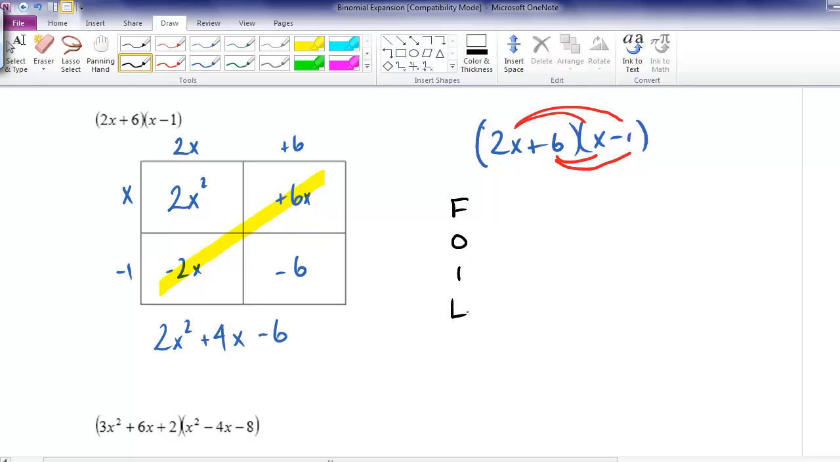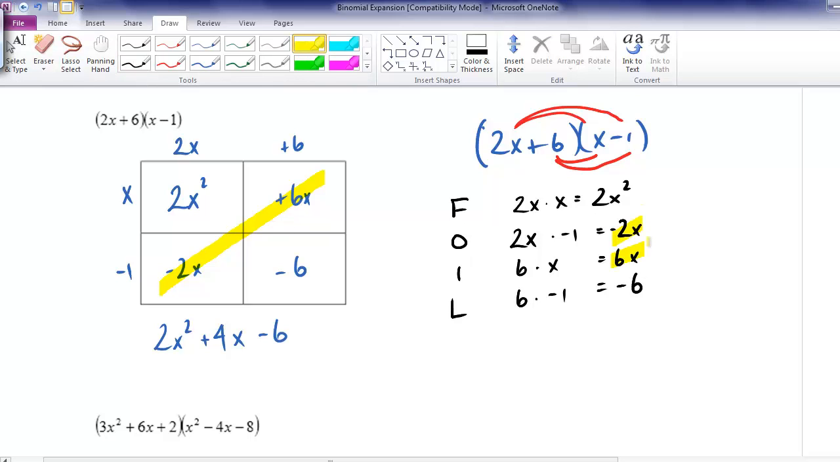Now you don't have to write down FOIL every time, but it's a good thing to do until you get the hang of it. O is 2x times negative 1, which is negative 2x. I is 6 times x, which is 6x. And L is 6 times negative 1, which is negative 6. And again, here are our like terms. And when we combine those all together, we get this exact same answer as we did with our area model.